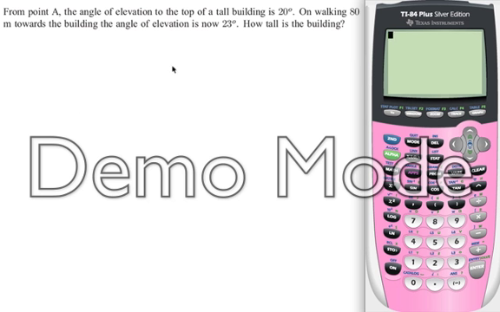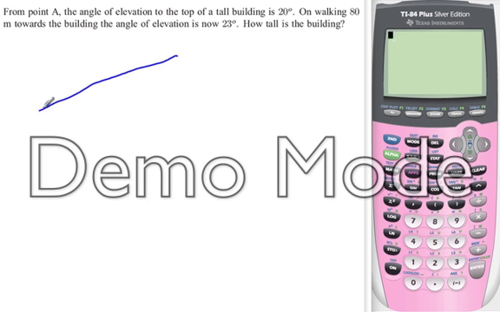Okay, so I'm going to try and draw out what's happening here. Here's the height of the building. This angle here is 20 degrees. And then when we walk a little bit closer, in fact when we walk 80 meters closer, this angle here is 23 degrees.